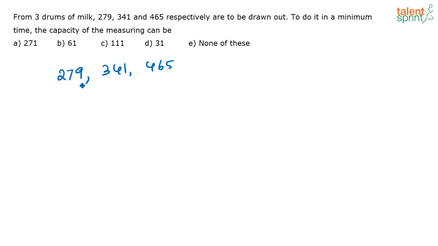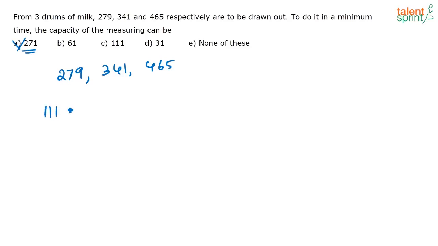Now, again, to find out the LCM and HCF of such big numbers is difficult, because you don't know what the factors of these numbers are. So what you do is go with the options, check with the options and see. Now, look at the options that are given. The first option is 271. Definitely, 271 cannot be the highest common factor of these 3 numbers. Eliminate that option.